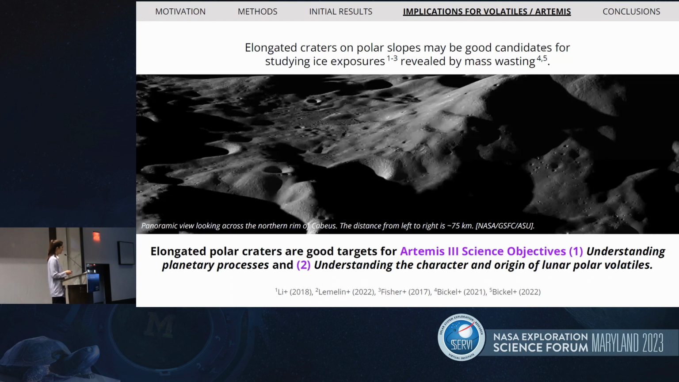As we continue this analysis, I wanted to point out that we're looking forward to some future missions. Elongated craters on polar slopes could be good candidates for identifying ice exposures revealed by mass wasting. So more observations by ShadowCam or Trailblazer could be an interesting component to this analysis. And of course, the science here is highly relevant to the Artemis 3 science objectives, understanding planetary processes and the character and origin of lunar polar volatiles.